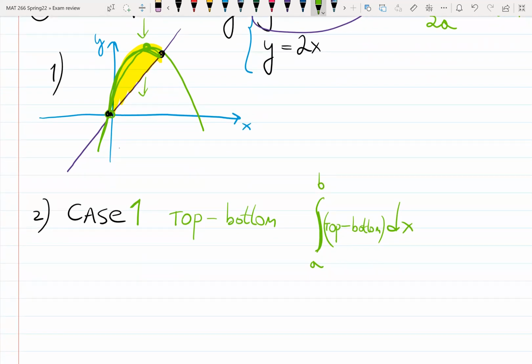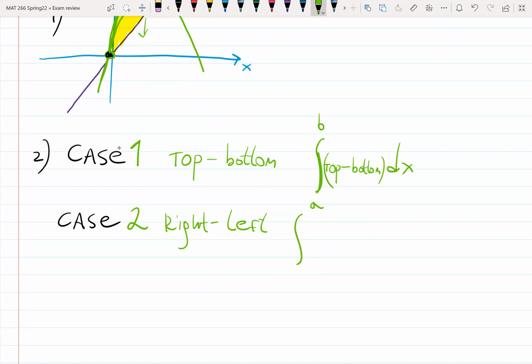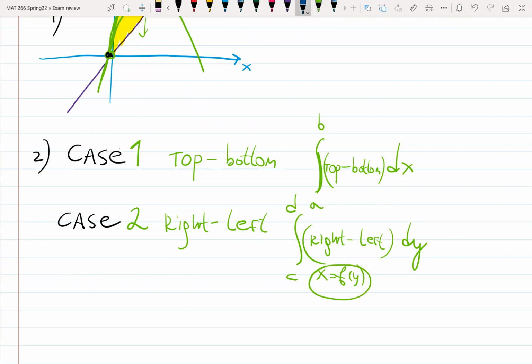If you have case 2, then the scanning will be from right to left, and you always remember bigger minus smaller. So right is bigger than the left and top is bigger than the bottom. So that's always the same idea actually. From C to D, right minus left, dy. So each function now has to be x equals f of y. That's the kind of the problem of this second case. And the first case is y equals f of x, which we get used to.